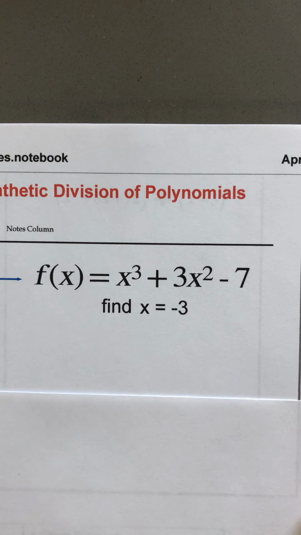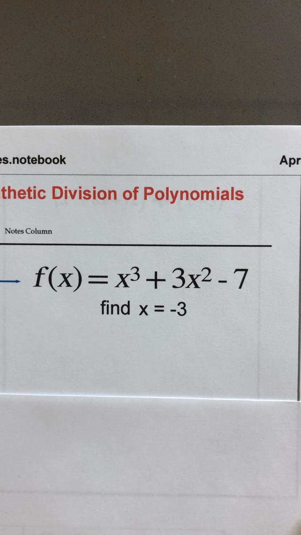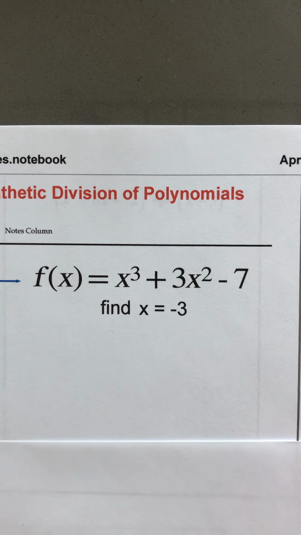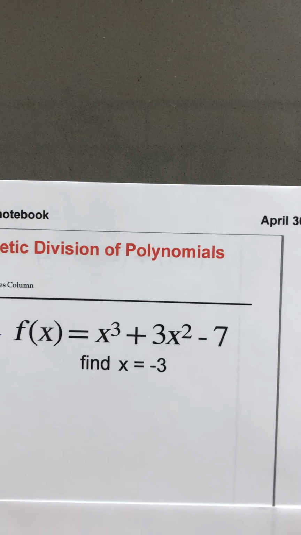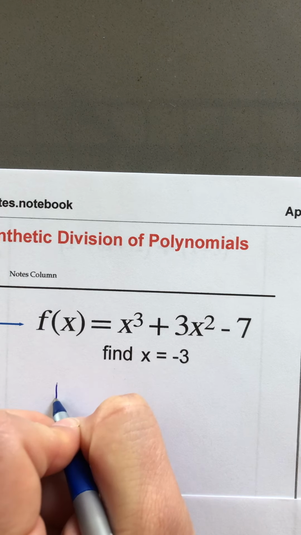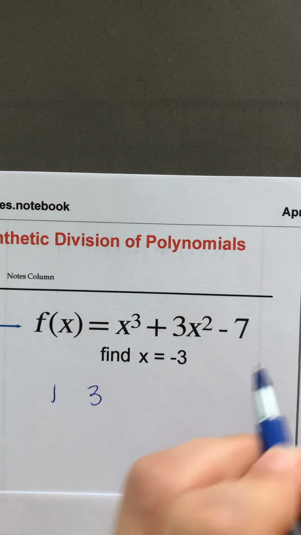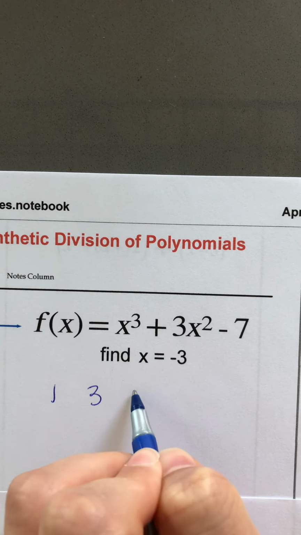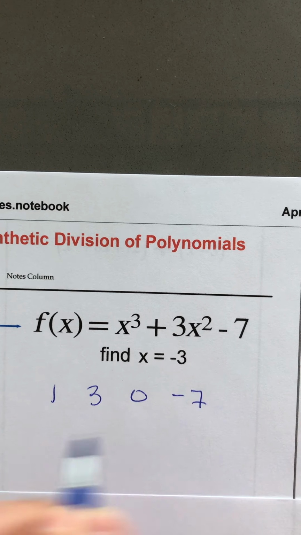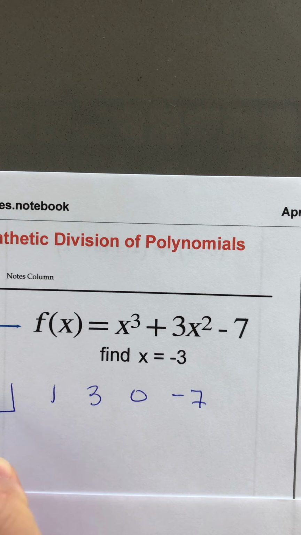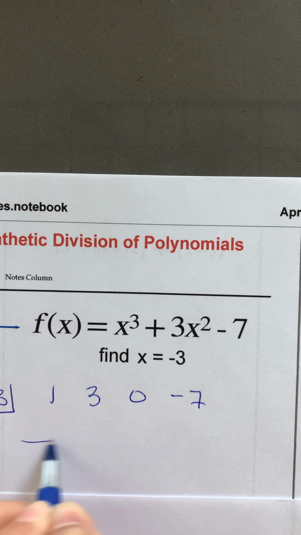So here we have f of x equals x cubed plus 3x squared minus 7. And it says find it for when x equals negative 3. So we'll start with writing down our coefficients. We have a 1, 3. There's no x coefficient here, so we're just going to put a 0 and a minus 7. Off to the side, we're going to put our minus 3.